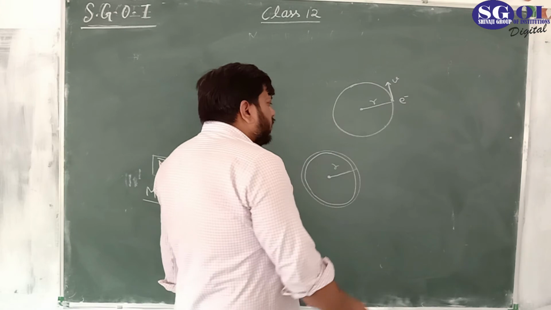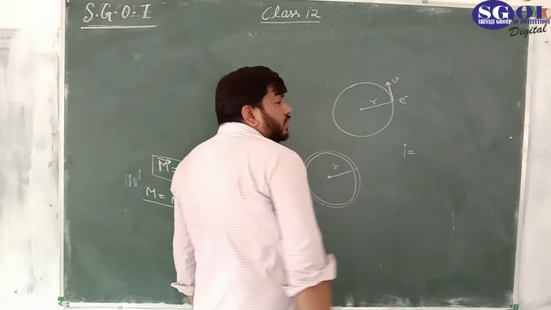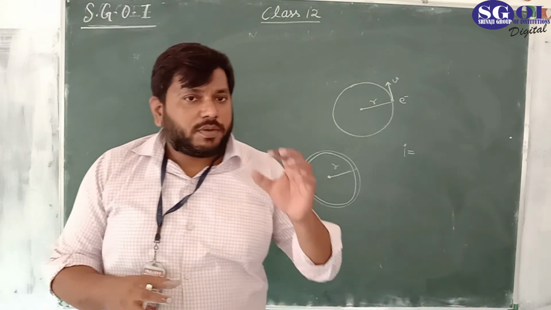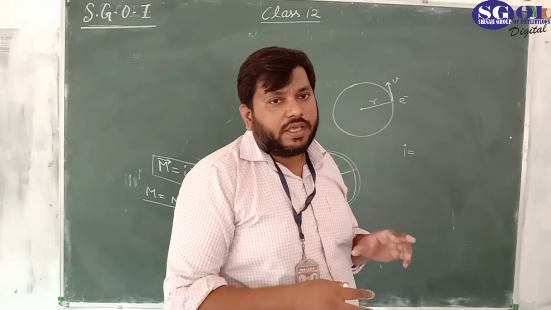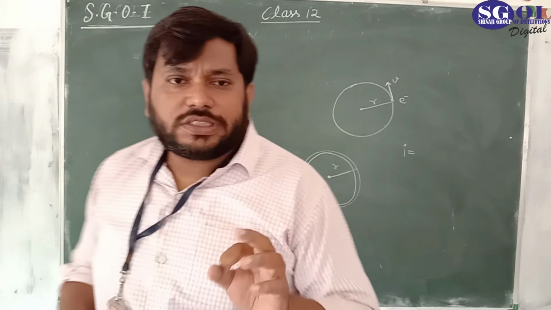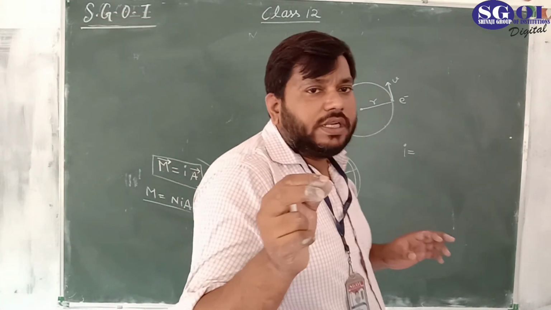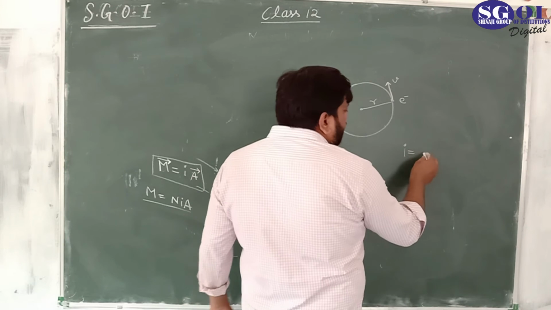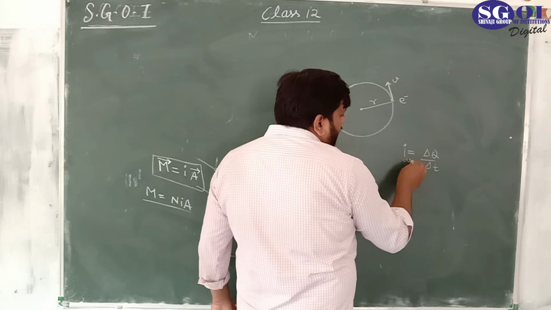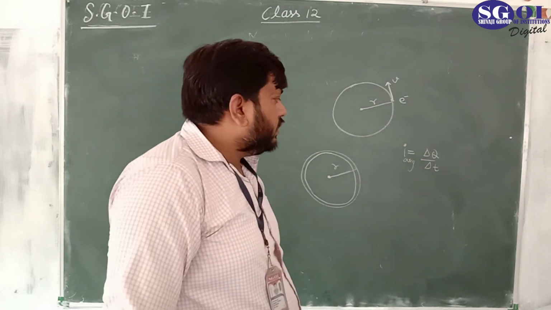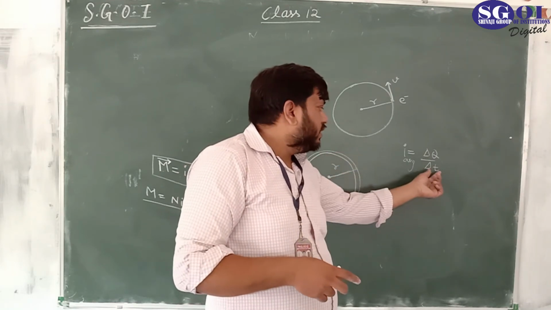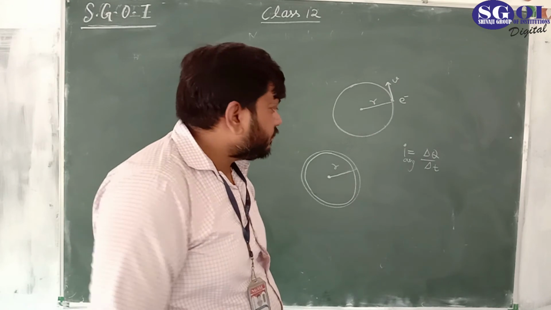We know that the current is what? Current is the net charge flowing from a particular cross section of a wire. The net charge passing from a particular cross section of the wire in a particular interval of time. So we can say the average current I is delta Q by delta T, the net charge passing through a particular cross section of a wire in a particular interval of time delta T.